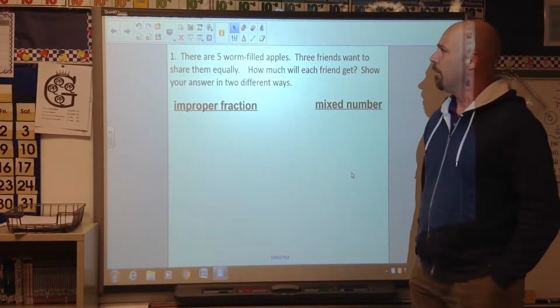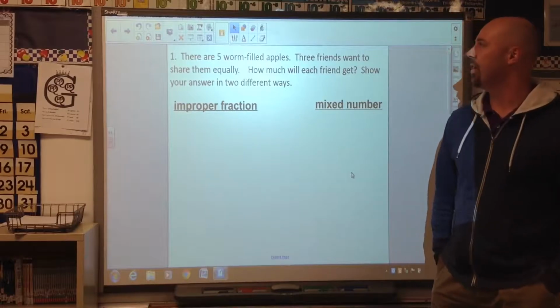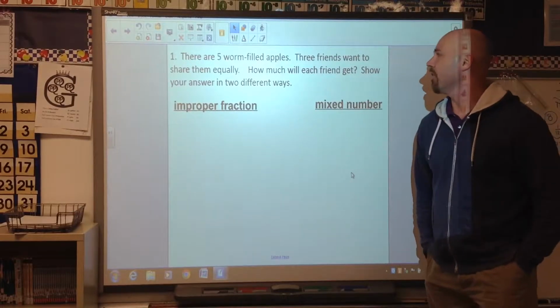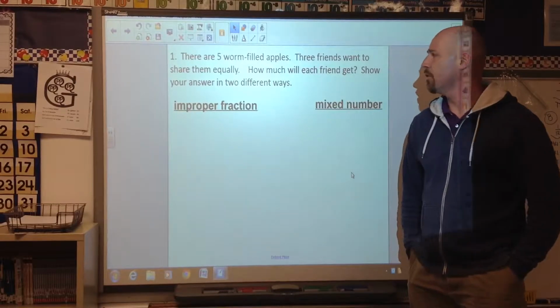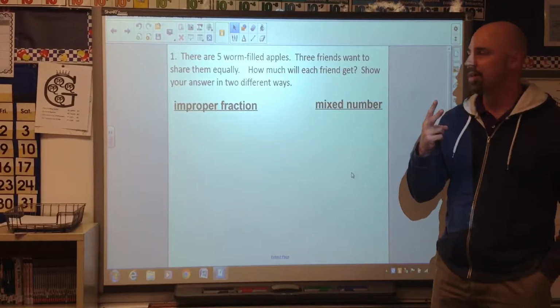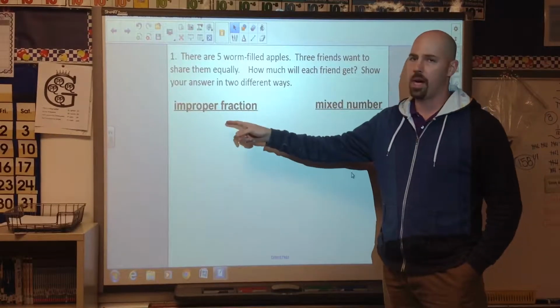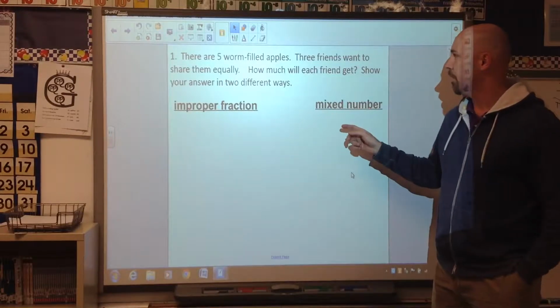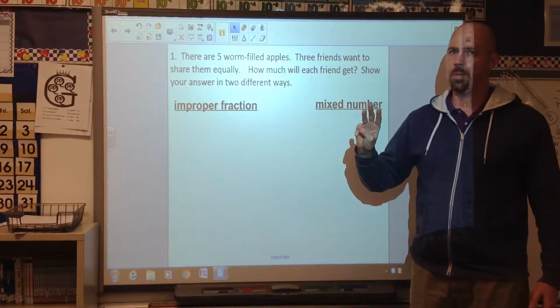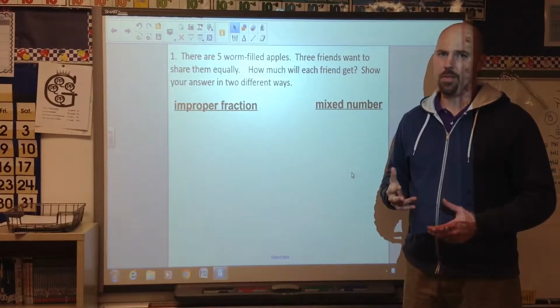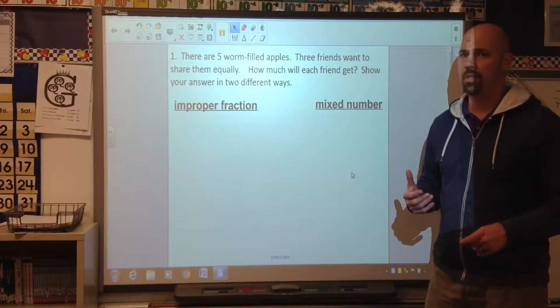So I have a word problem up here. There are 5 worm-filled apples. 3 friends want to share them equally. How much will each friend get? Show your answer in 2 different ways. And the 2 different ways are going to be our improper fraction and our mixed number. Now you already see we're trying to share 5 things among 3 people, so we're not going to get a nice even split. And that's where the improper fractions and the mixed number is going to come into play.